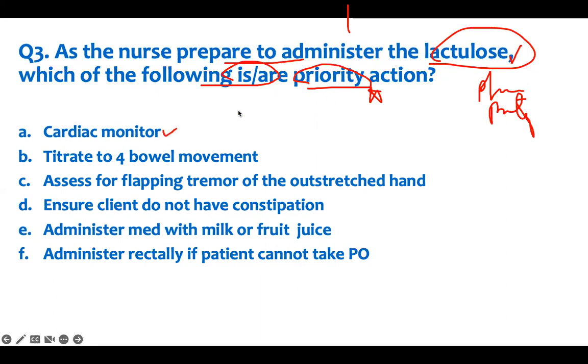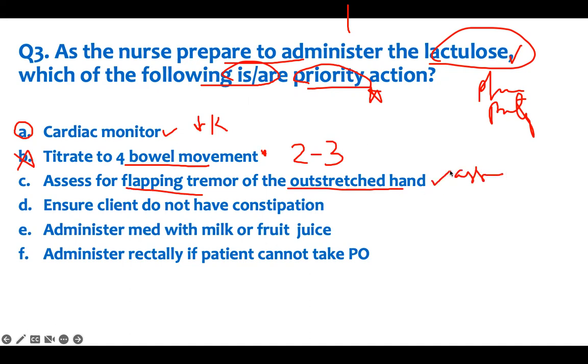Cardiac monitor. Why do I need a cardiac monitor? Lactulose causes low potassium, hypokalemia. So yes, I should do that. Titrate to 4 bowel movements. This is a bad priority. You want to titrate to 2 to 3 bowel movements, so this is wrong. Assess for flapping tremor with an outstretched hand. Yes, you want to look for asterixis. That's what it is. So this is good.